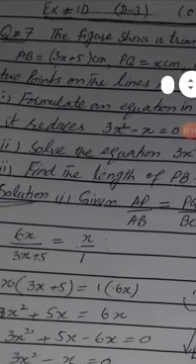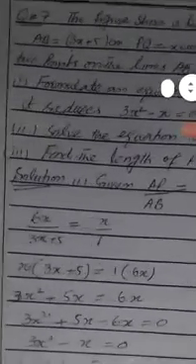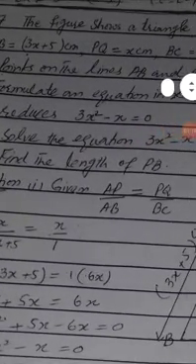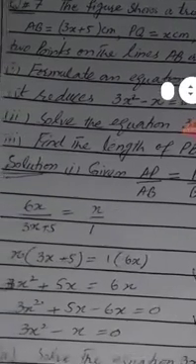P and Q are 2 points on the lines AB and AC such that AP over AB is equal to PQ over BC. What we want to find? Number 1, formulate an equation in x and show that it reduces to 3x square minus x is equal to 0. Number 2, solve the equation 3x square minus x is equal to 0. Number 3, find the length of PB.